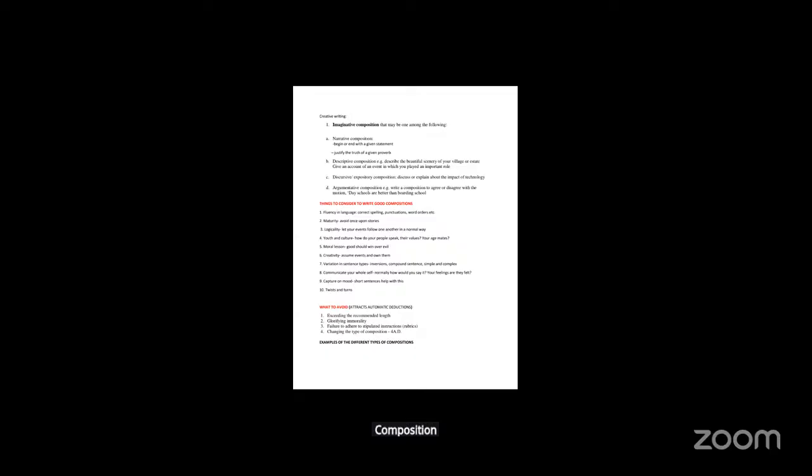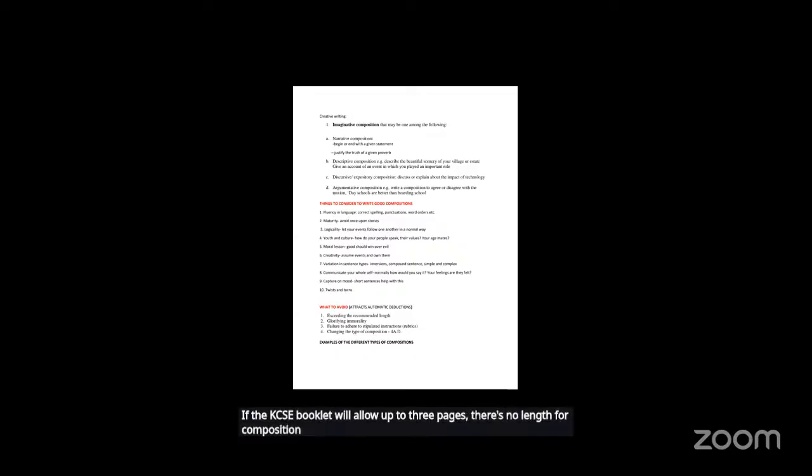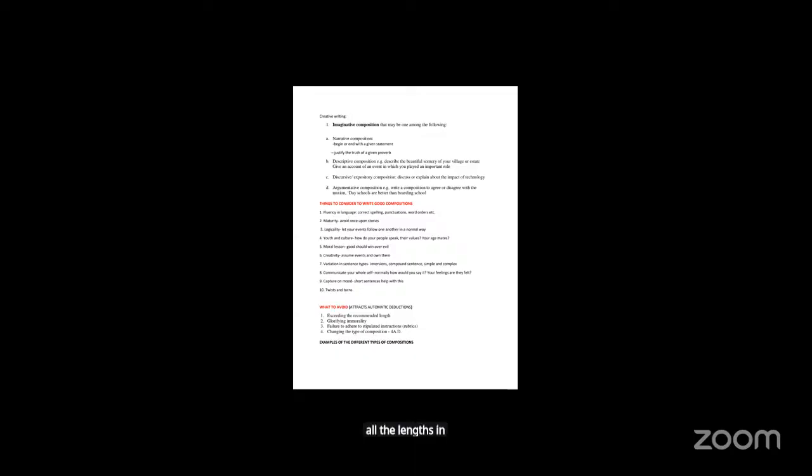Composition length will be the same in all paper 3 questions. 2.5 pages if you're using your A4, the one that most of our Form 4s are using. In the KCSE booklet, we allow up to 3 pages. There's no length for composition, length for question 1, length for question 2. All the lengths in paper 3 are standard 2.5. What if you don't skip a line?